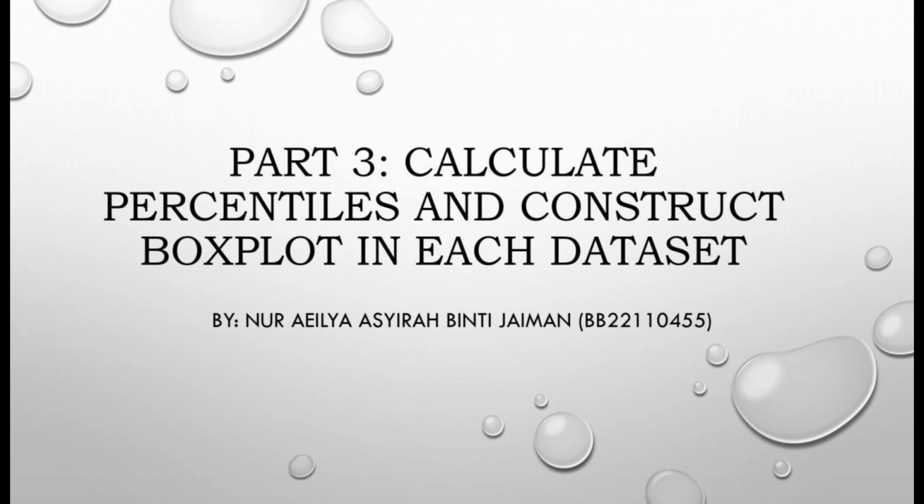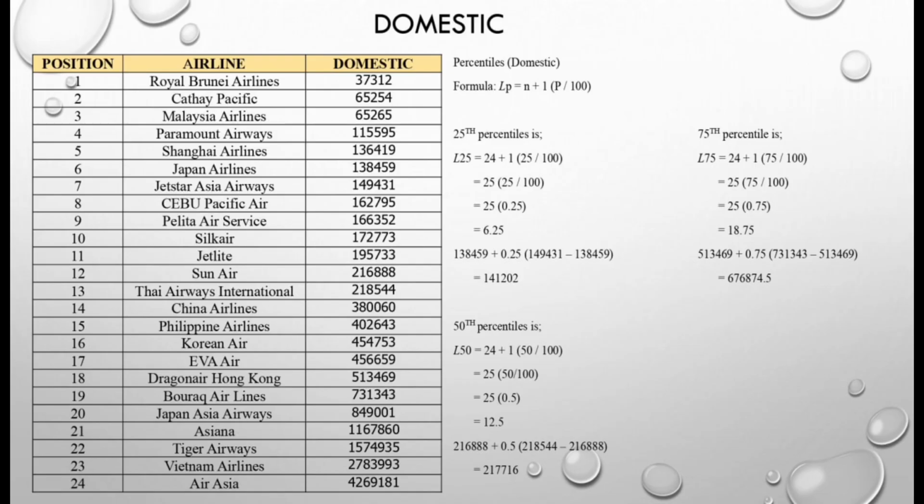My name is Nur BT12703 with matrix number BB2211055. I will be presenting for part 3, which is calculate percentiles and construct box plot in each dataset. The formula for percentiles is L_P equals (n plus 1) times P divided by 100. So first quartile, I got 141,202. 50th percentile, I got 217,716. And the third quartile, I got 676,74.5 for domestic.